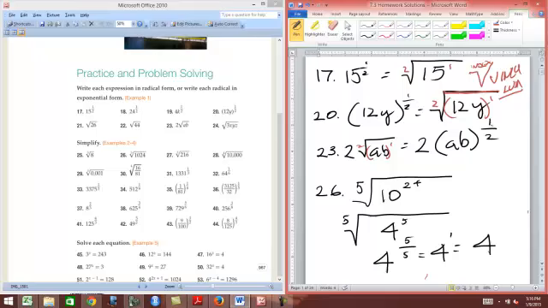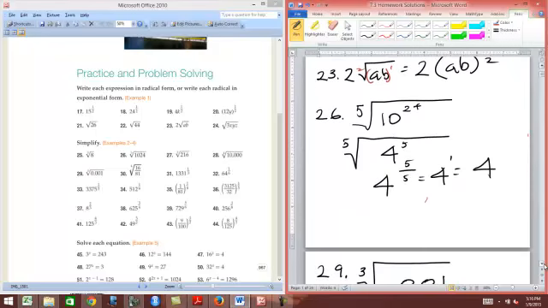Okay, 26. Now we're going to simplify this. The 5th root of 10 to the 24th power. I messed this up. Shouldn't be this way. Got a typo here. Anyway, the 5th root of the square root of 1024. Sorry about that. I got the answer right, but I made a mistake here. We're writing out the problem.